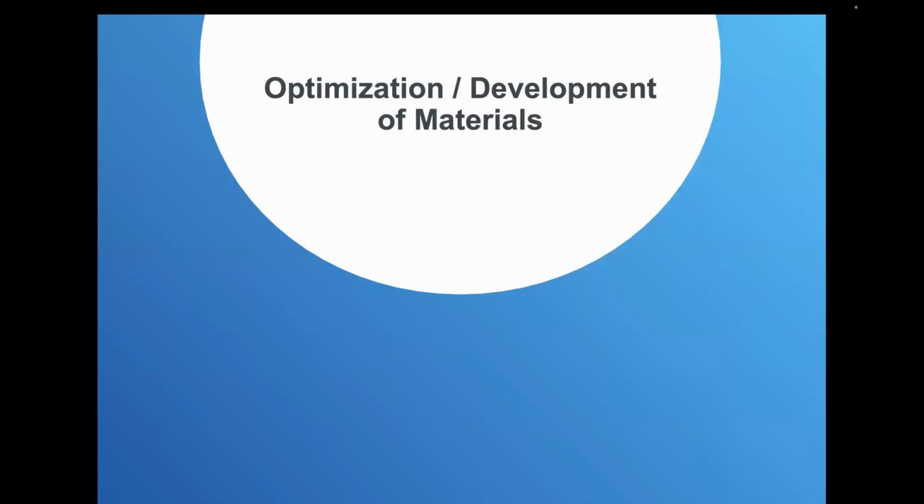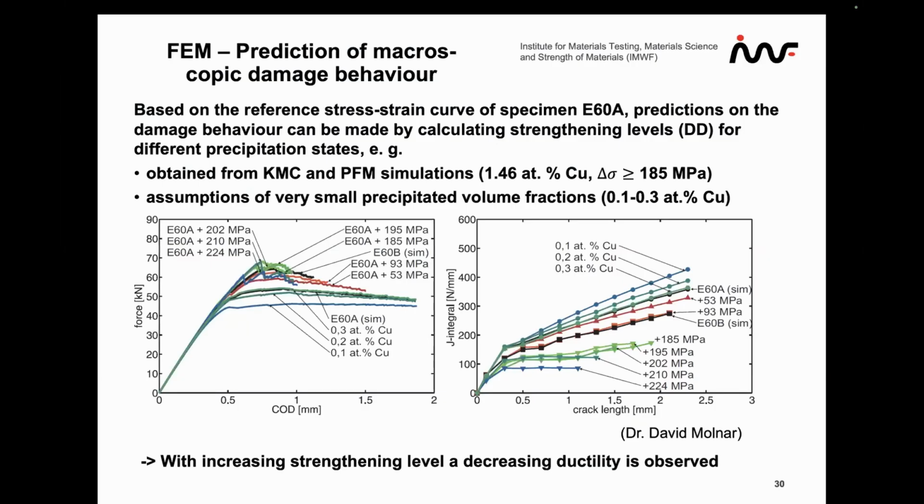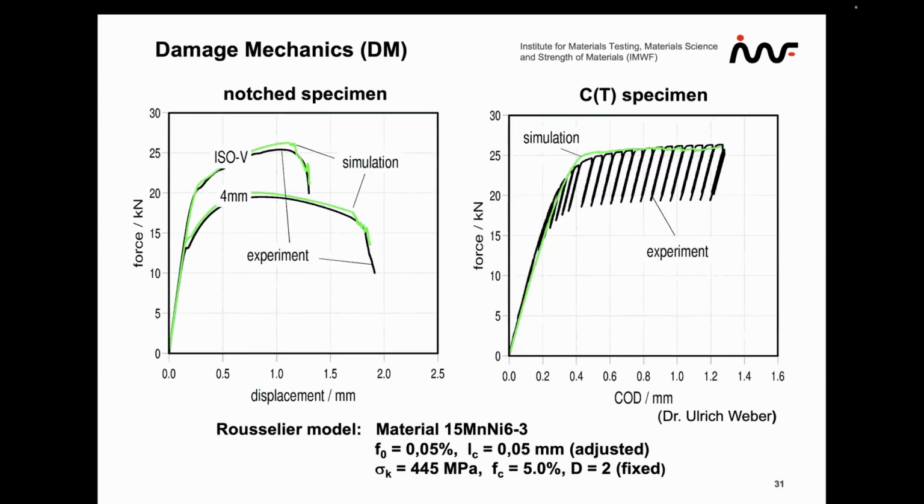Now, how can we use this to optimize materials? We can now play in the computer with different compositions of copper. We can increase the strength of the material by certain precipitation situations and look at the J integral. Of course, we always compared with available experiments for different aging states and found good comparison. And by that, we were pretty sure that the predictions are also reliable.